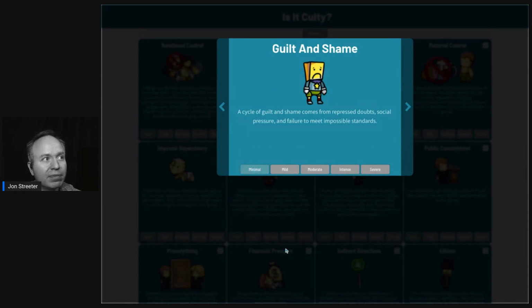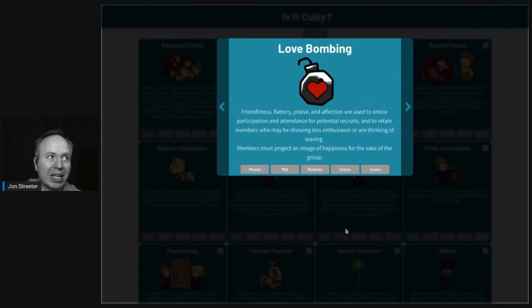Minimal. Okay. Love bombing. Friendliness, flattery, praise, and affection are used to entice participation and attendance for potential recruits and to retain members who may be showing less enthusiasm or are thinking of leaving. Members must project an image of happiness for the sake of the group.